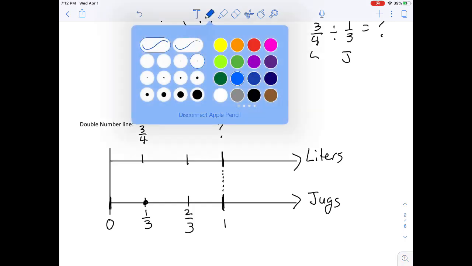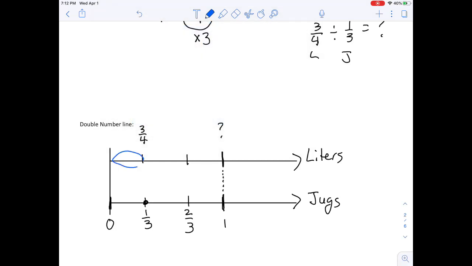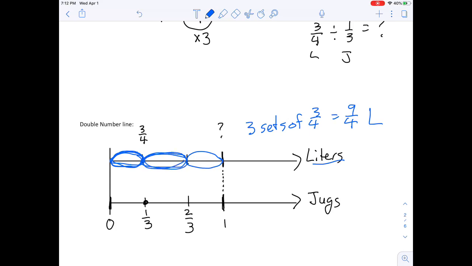And so in this problem, I can think about, well, I have 1, 2, these should be equal spacing. My freehand was a little bit off here. I have 3 sets of 3/4, which is 9/4, and I'm in liters. So all I had to do was figure out the value of one space right here, and then I can see that I needed 3 spaces until I got to the desired location for my answer.